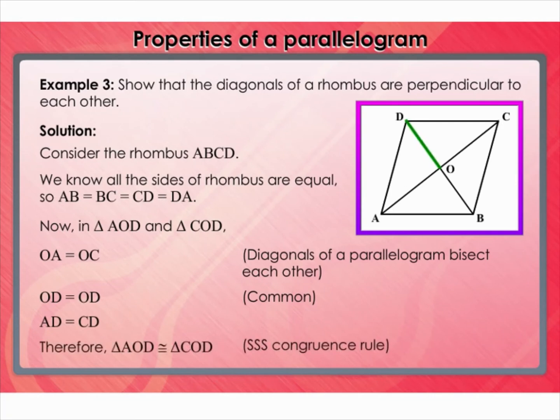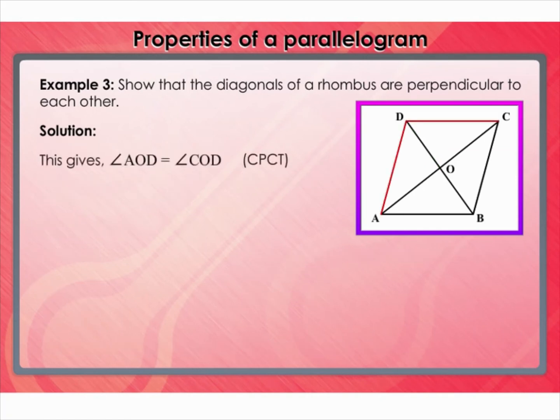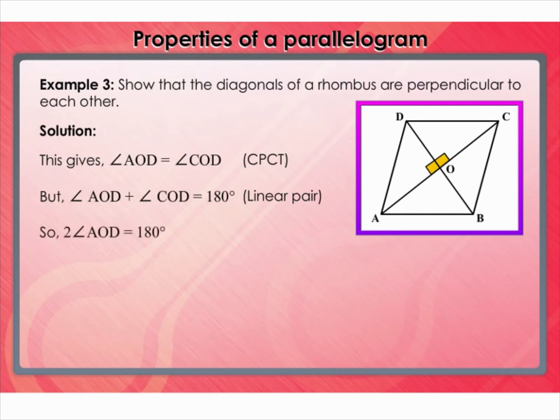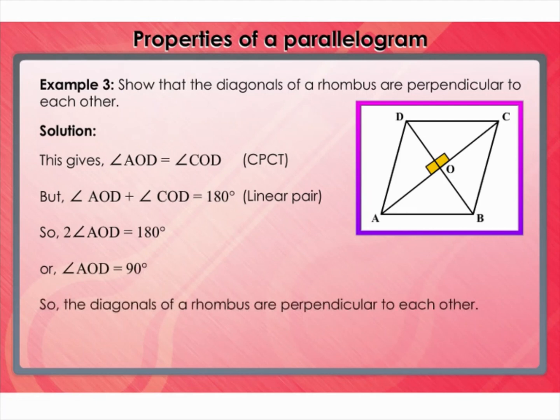Therefore, triangle AOD is congruent to triangle COD by SSS congruence rule. This gives angle AOD is equal to angle COD by CPCT theorem. Also, by linear pair, angle AOD plus angle COD is equal to 180 degrees. So, 2 times angle AOD is equal to 180 degrees, or angle AOD is equal to 90 degrees. So, the diagonals of a rhombus are perpendicular to each other.